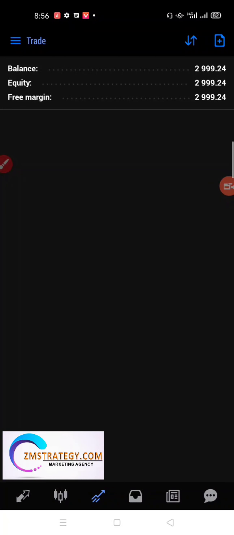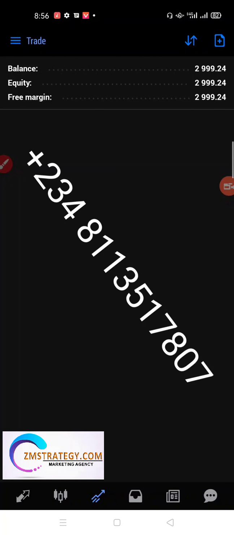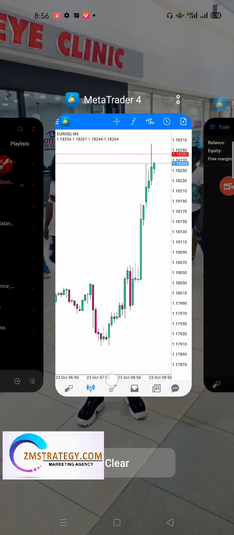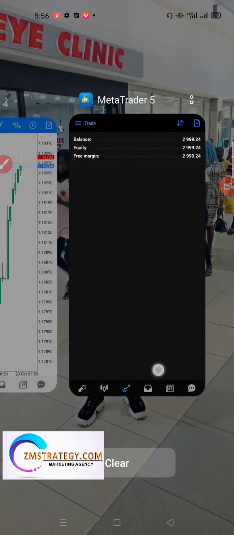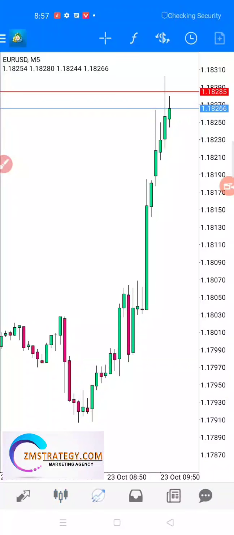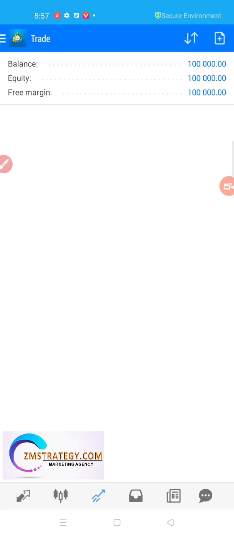Yeah, welcome back. In the previous video, I explained what is meant by balance, equity, and free margin. This is an MT5 app and this is an MT4 app. I can see the two. There is no big difference. Let's go to MT4 and see. You can see the same thing: the balance, the equity, and your free margin.